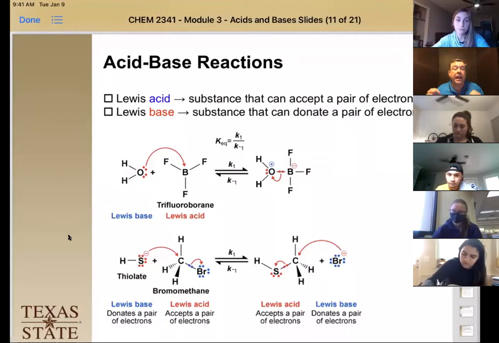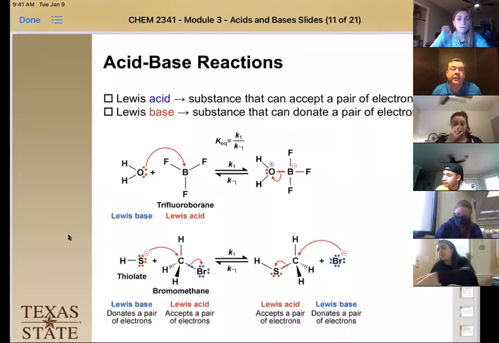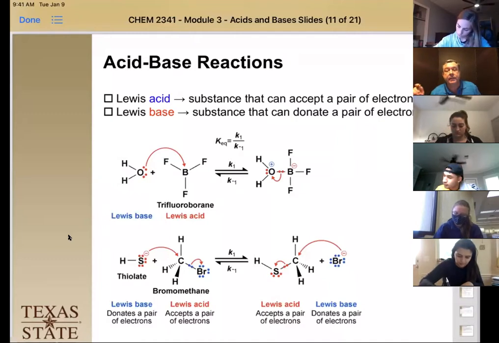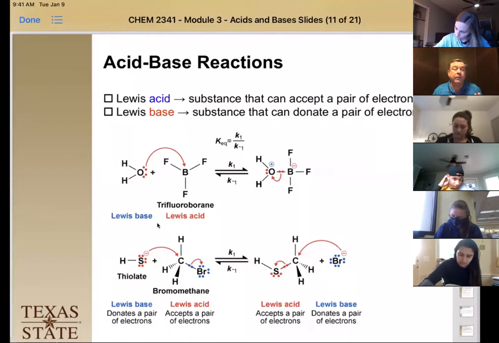Okay, I want to add one little phrase to the end of each of those. A Lewis acid is a substance that can accept a pair of electrons to make a sigma bond. And a Lewis base is a substance that can donate a pair of electrons to make a new sigma bond. All right, so with those two definitions, let me run through some concepts where we're not transferring hydrogens. And that's why this definition is important.